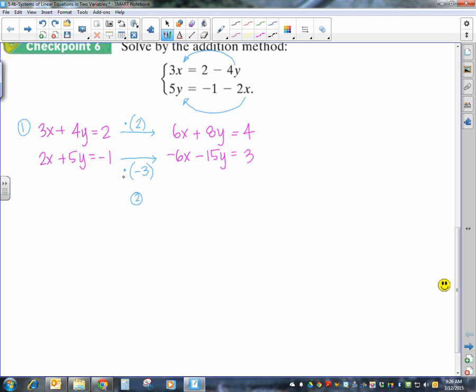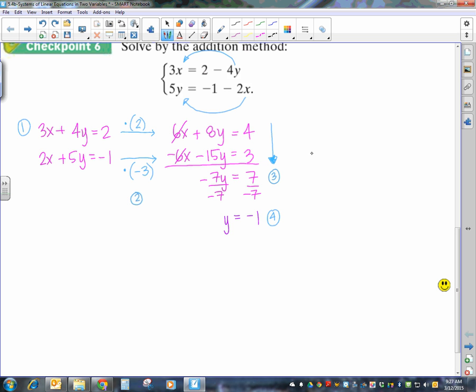Multiplying your equation by some number so that now I have a variable that's going to be eliminated or fall out. When I add these two together, 8 minus 15 is -7y, and 4 plus 3 is 7. So this was step 3 where I added the two equations together. And step 4 is to solve, so I'm going to divide by -7. And that's going to give me y equals -1 again. Interesting. Okay, so that was step 4.